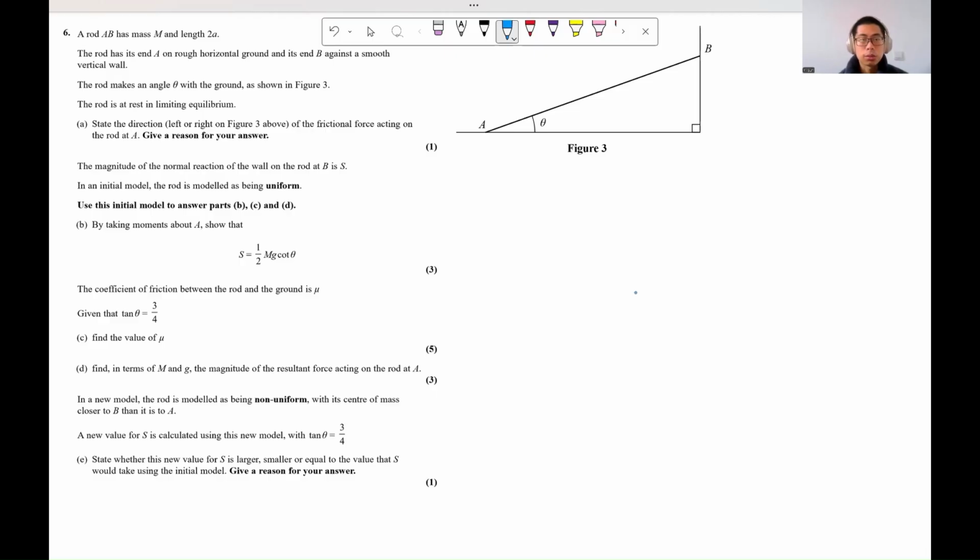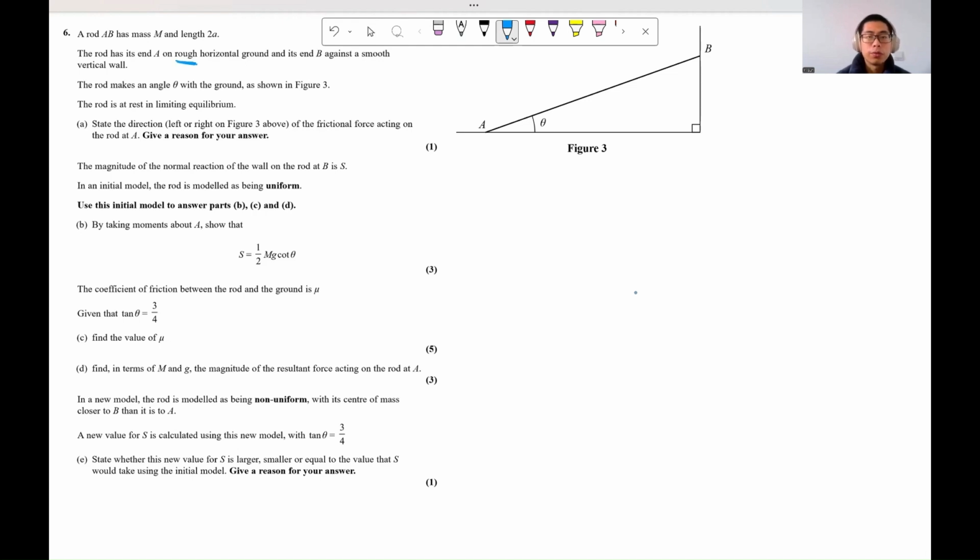Let's have a look at the last question in this paper. So this is a ladder question. Let's have a look. A rod AB has mass M and length 2a. The rod has its end A on rough horizontal ground and its end B against a smooth vertical wall.